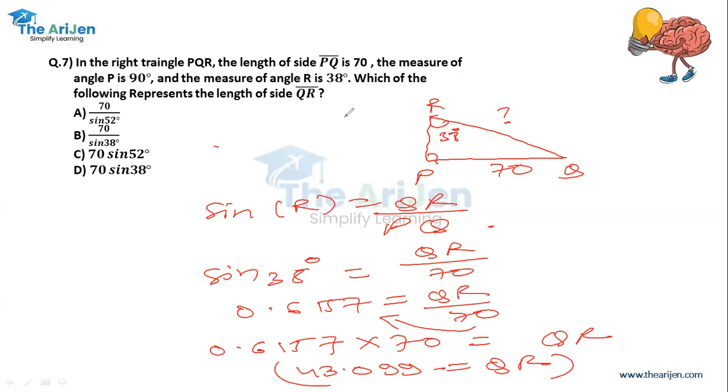QR is this. We have to find this value only. Now, what is given to us? Which of the following represents the length of QR? So it represents 70 into sine 38, which means option D. Simply this much only we have to tell. We have even calculated it as well. So option D is the sufficient one, right? According to the picture and the calculation, you can see it.